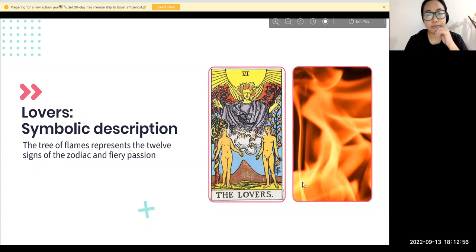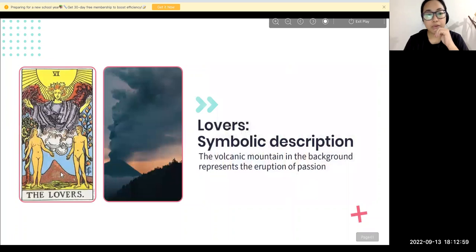That's what it means, right? And you can see there's a volcanic mountain in the background, right? What is this mountain signifying here? The mountain in the background means eruption of passion. That means you might like someone, or there might be lust, or you are physically attracted to someone.